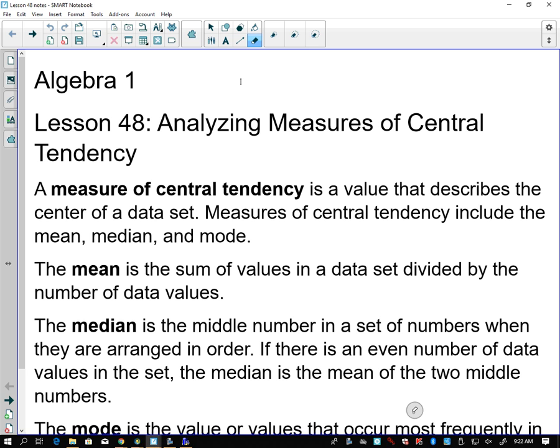Okay, great. So just because we don't understand measures of central tendency doesn't mean that we don't know what we're going to be doing with this lesson. We're talking about a lot of different things, and this will carry over into Algebra 2, it'll carry into Algebra 3, but we'll look at things that take this and go a little bit further as we advance. So measures of central tendency are values that describe the center of a data set. Okay, so we're looking at data then.